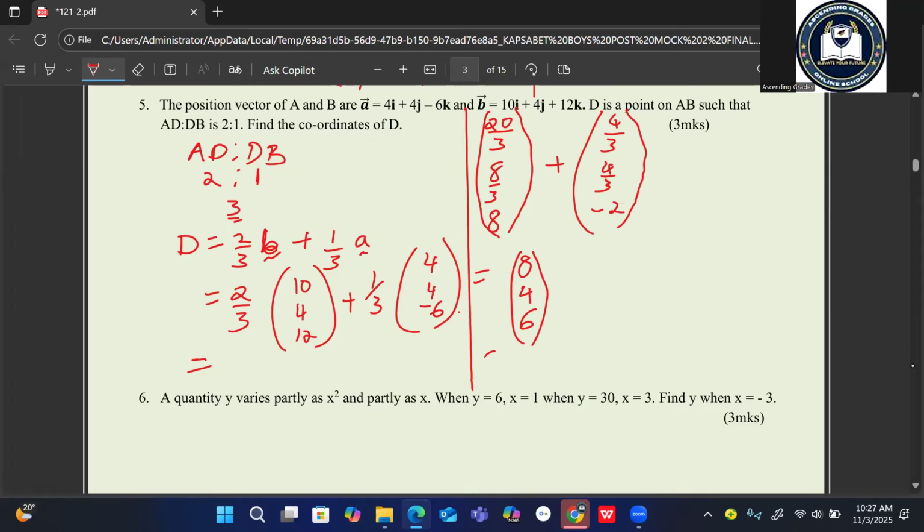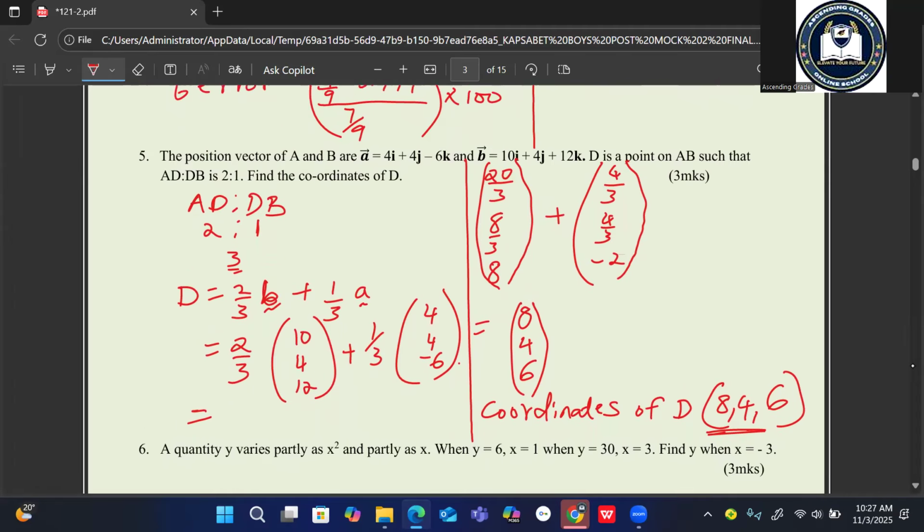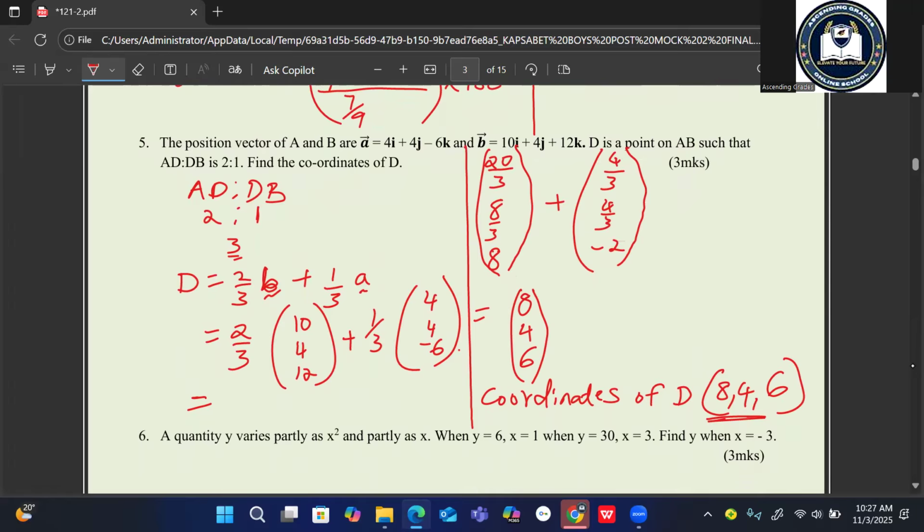So therefore the coordinates of D becomes 8, 4, then 6. So you have already obtained your 3 marks. That was number 5. We go to number 6.